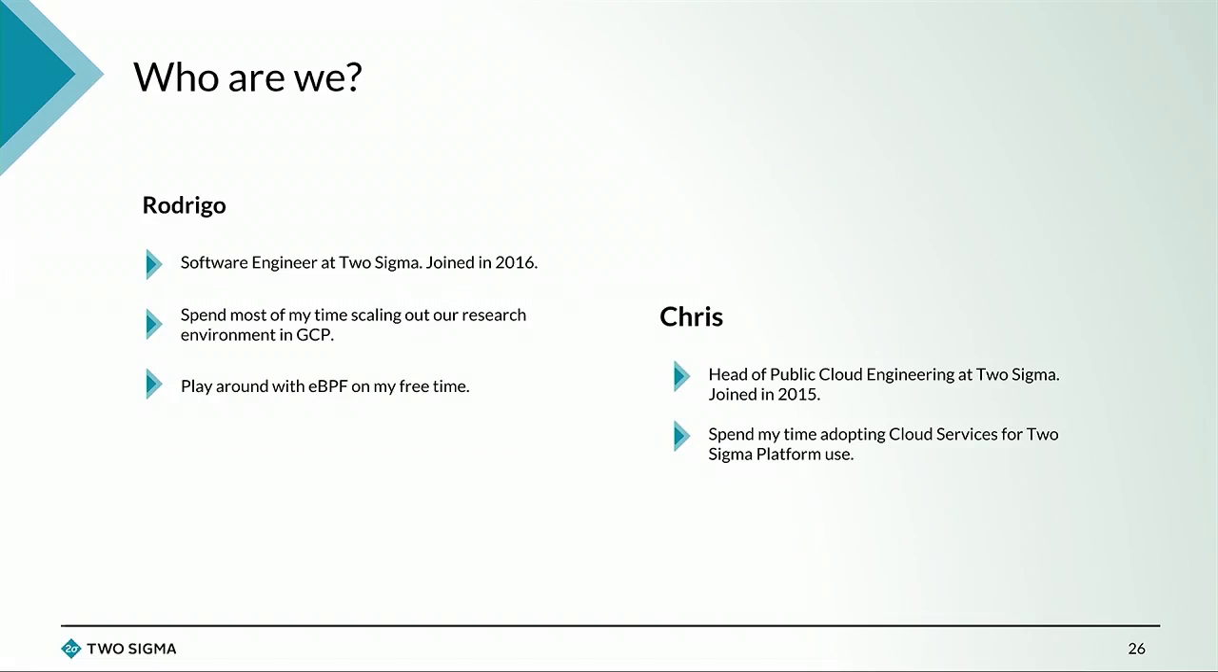So who are we? I'm Chris. I was formerly the head of private cloud engineering at Two Sigma, currently the head of public cloud engineering. A lot of that work really is figuring out how do we adopt cloud computing and bring it into our company, especially the native services, which are really interesting for us. In a few minutes, you'll hear from Rodrigo, who also works on my team. He spends a lot of our time figuring out our distributed compute environment using GCP. A lot of it is on preemptible virtual machines.